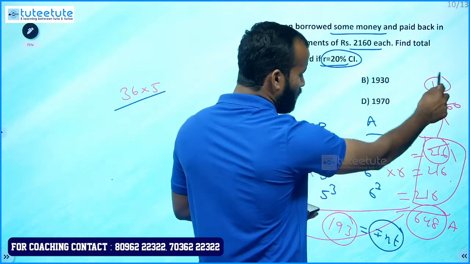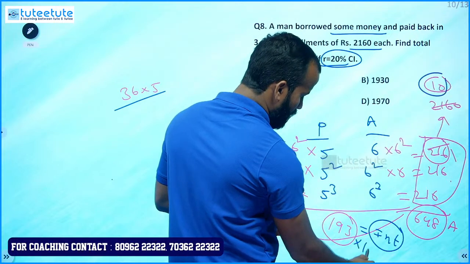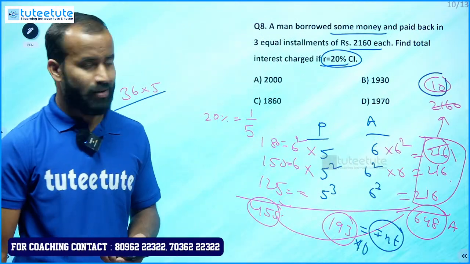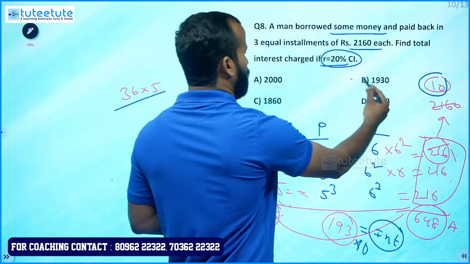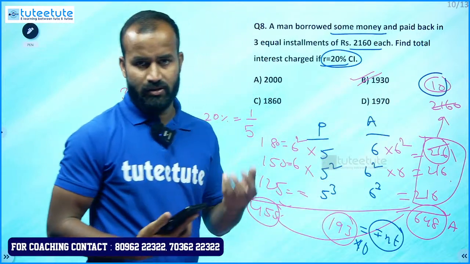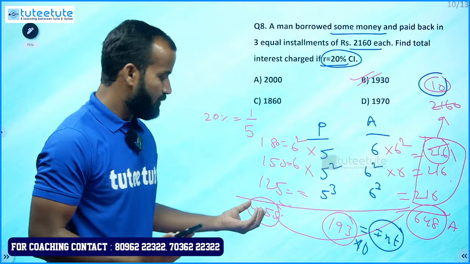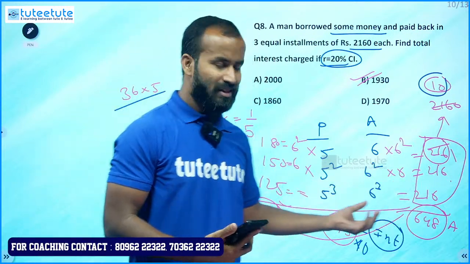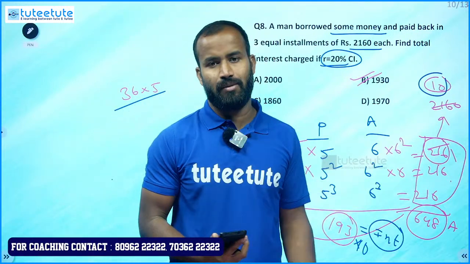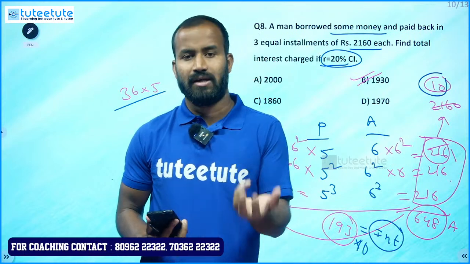So one part value, how much did we get? 10 into 10 means 1930 will be the interest. Okay, this is principal, this is amount, this is interest, this is each installment. 216 parts will be each installment.